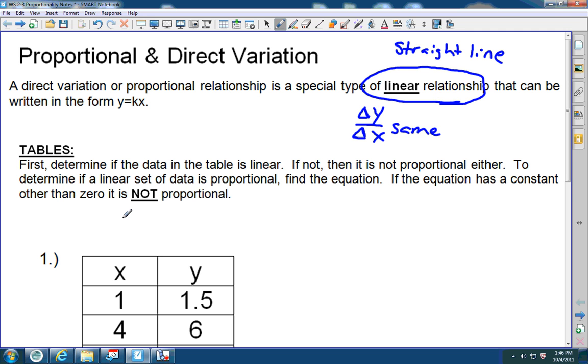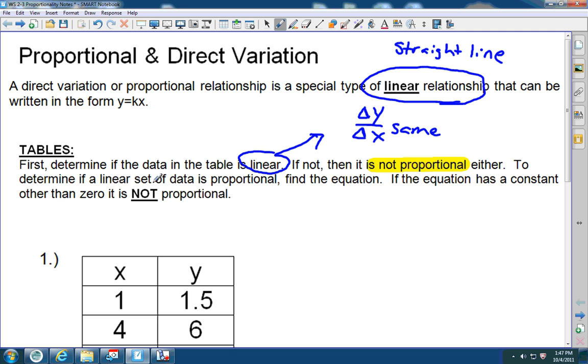Now, it says tables. First, you need to figure out if the table is linear. Again, that is what is up here. Now, it says that if the table is not linear, then it is not proportional. So right there you can stop. If it's nonlinear, then it's non-proportional.